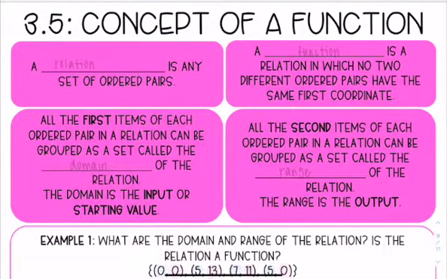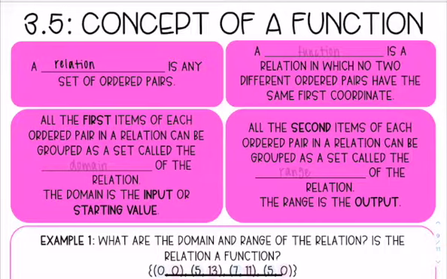In section 3.5, we talk about the concept of a function. So the first thing is a relation. A relation is just the set of ordered pairs. It can be any set, it could be numbers, it could be letters. As long as it's a set of ordered pairs, it's a relation.